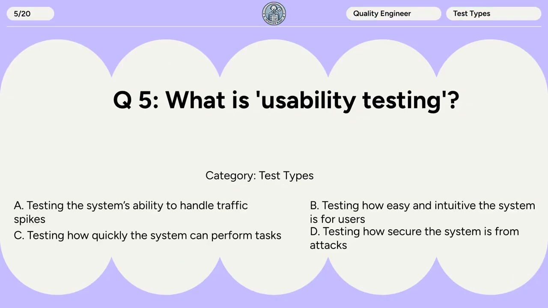Question 5. What is usability testing? A. Testing the system's ability to handle traffic spikes. B. Testing how easy and intuitive the system is for users. C. Testing how quickly the system can perform tasks. D. Testing how secure the system is from attacks.